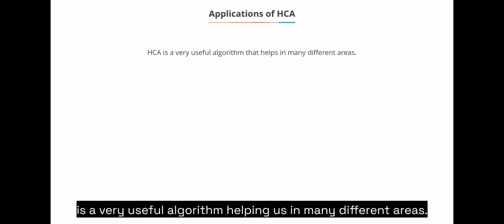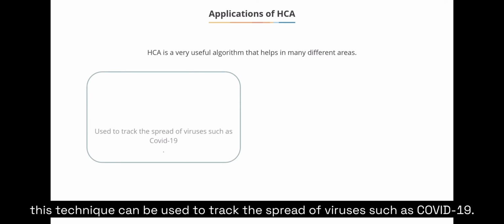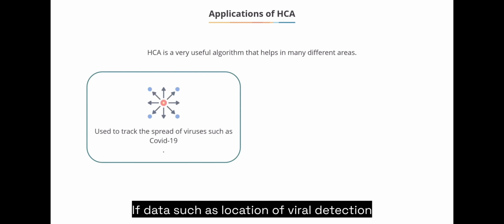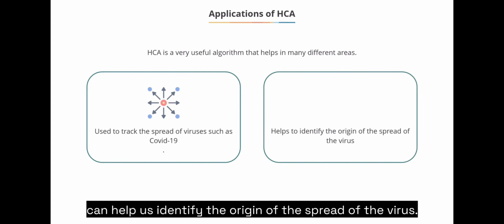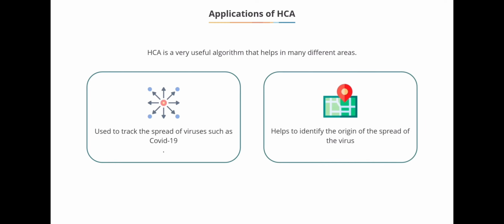Applications of HCA. HCA is a very useful algorithm, helping us in many different areas. For instance, this technique can be used to track the spread of viruses, such as COVID-19. If data such as location of viral detection and number of infected people is extracted, HCA can help us identify the origin of the spread of the virus.